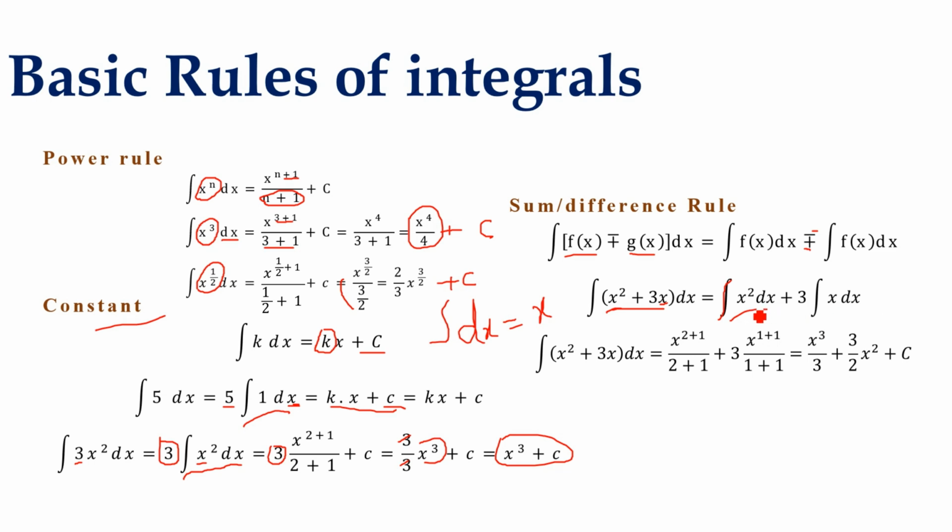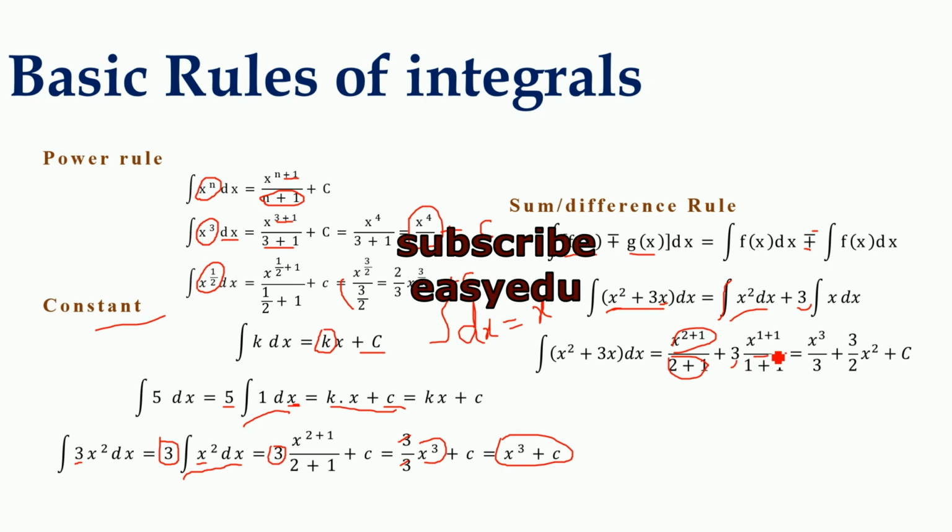Now applying the power rule here, this becomes x power 2 plus 1 divided by 2 plus 1, and in the second term 3 is a constant, so we write 3 here again, and when we take the integral of x, the power is 1, so we add 1 to this, x power 1 plus 1 divided by 1 plus 1. So the solution is x power 3 divided by 3 plus x squared divided by 2, and in the end we just write plus c, which is the integral constant.